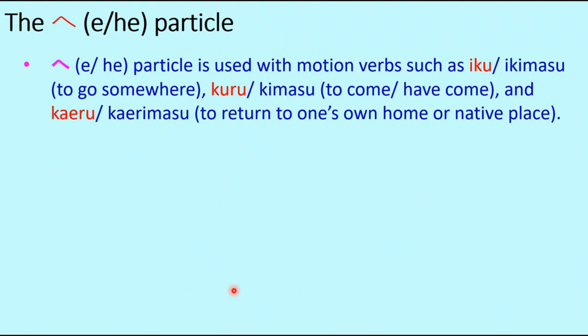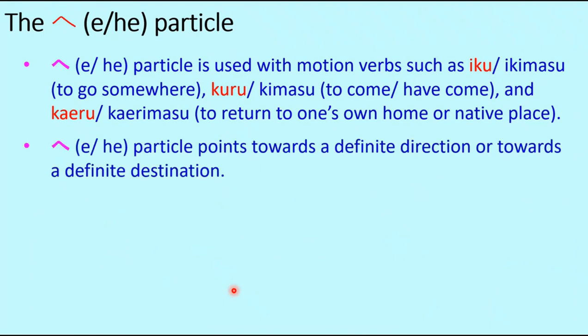The e particle is used with motion verbs such as iku or ikimasu, which means to go somewhere, kuru, kimasu, to come, kaeru, kaerimasu, to return to one's own home, native place or country. The e particle points towards a definite direction or destination. So e is used in front of these motion verbs to indicate direction towards the particular destination mentioned in the sentence.